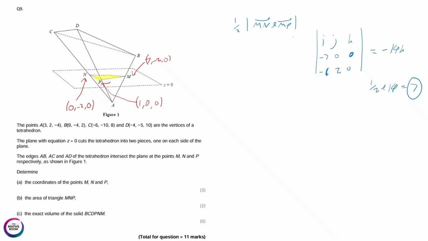Right, the volume now. So they only want B, C, D. Okay, yeah, that's fine. So they only want, guys, this volume. So what we're going to do, we're just going to do the big tetrahedron minus a small tetrahedron, aren't we? So minus the green one. Yeah, all of it minus the green. Okay, so let's do the small tetrahedron first.